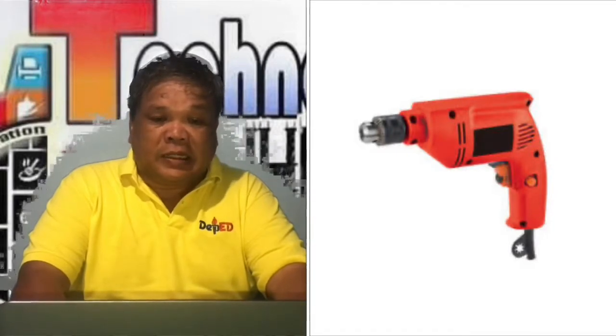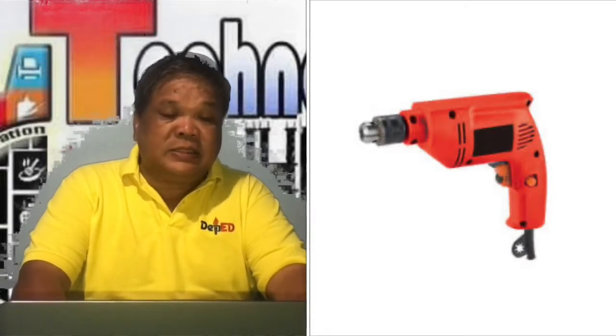Next is the portable electric drill. This is a small drilling machine with a chuck capacity of 1/4 to 3/8 of an inch. It is used in making holes on metal and concrete walls.